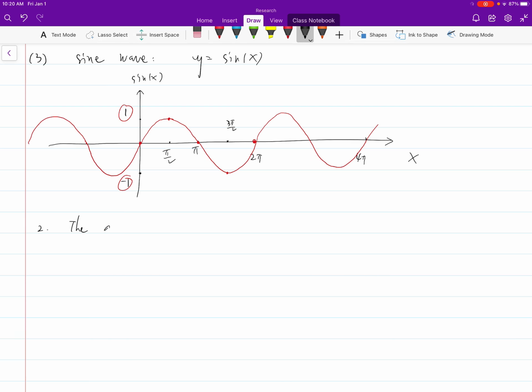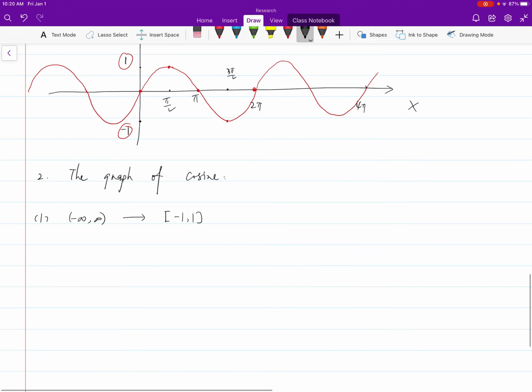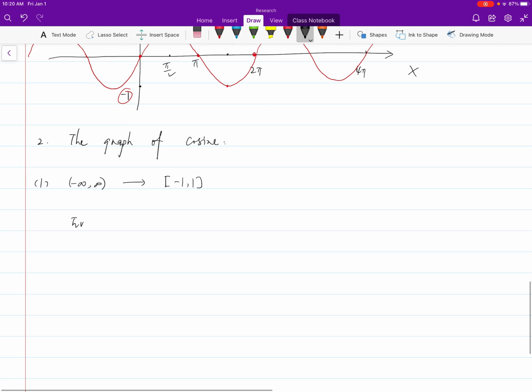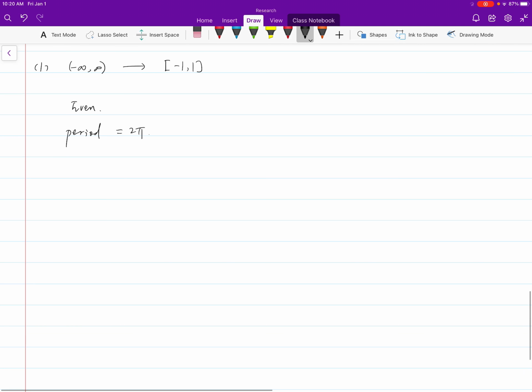Let's talk a little bit about the cosine graph. Okay, we will write down several things. Number 1, the domain is from -infinity to infinity, and the range is -1 to 1. Same thing as the sine graph. It's an even function. Okay, and it's a periodic function with the same period, 2 pi.